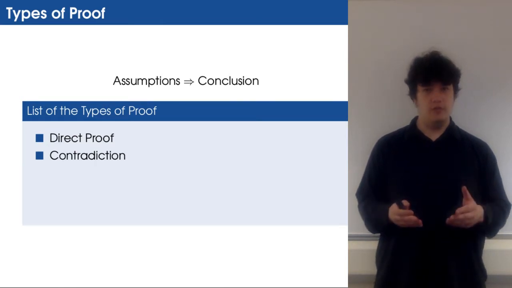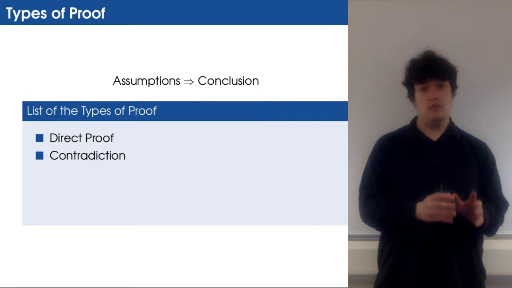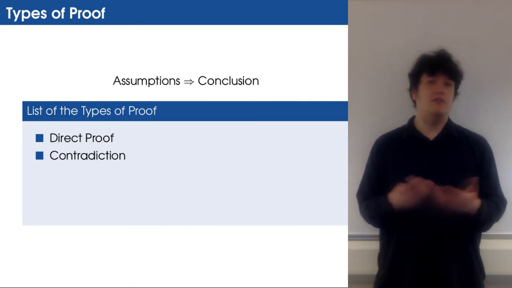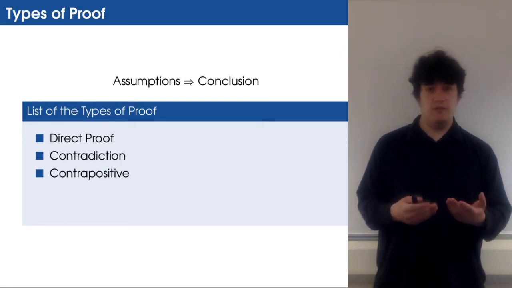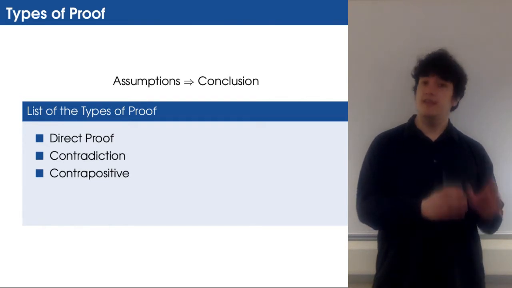In proof by contradiction, you assume that the conclusion is false, but that the assumptions are true, and you try and deduce some obviously false statement, like 0 equals 1. When you prove something using the contrapositive, you assume that the conclusion is false, and you try and deduce the negation of the assumptions.